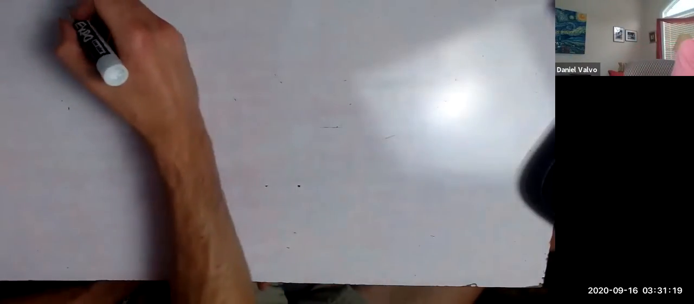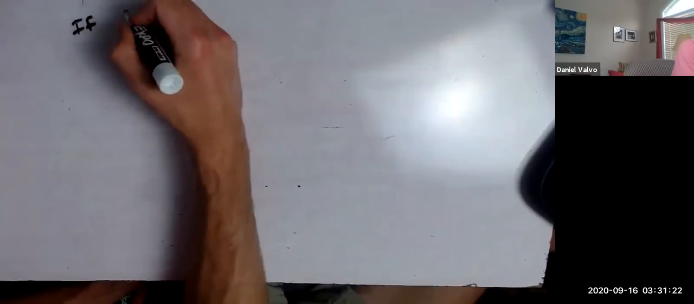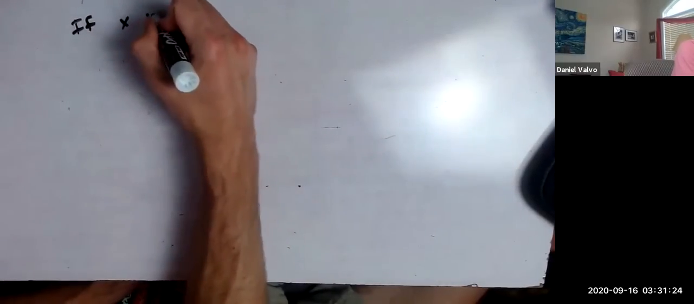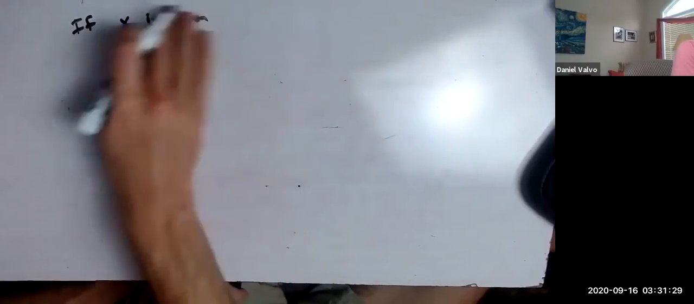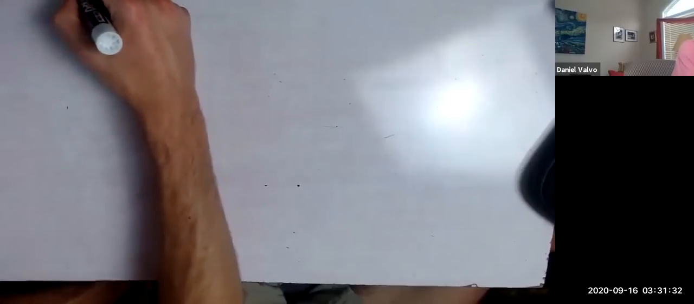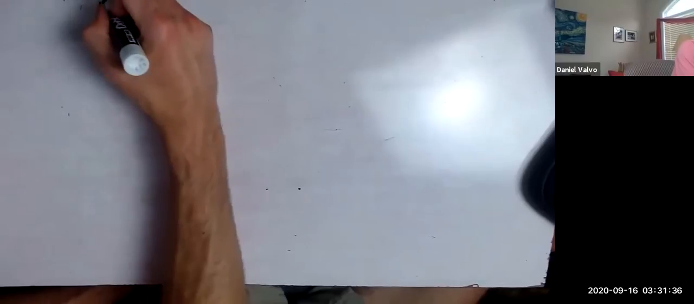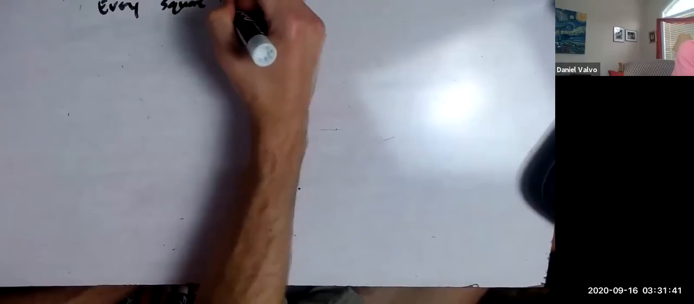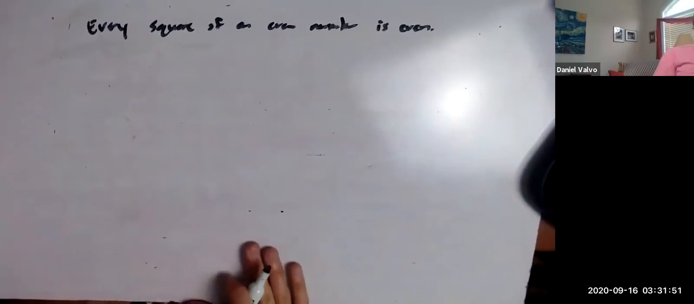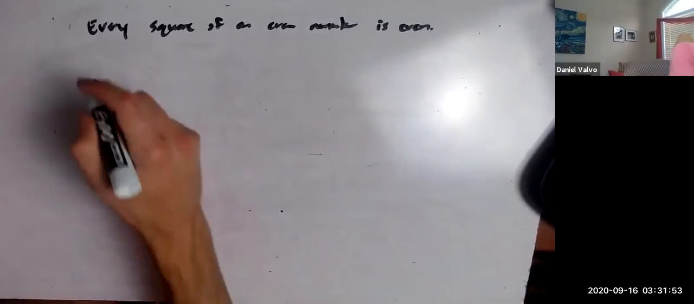So for example, before I wrote that if x is even, we said, if the statement was, every square of an even number is even. Every square of an even number is even. There's a few different ways you could write that.